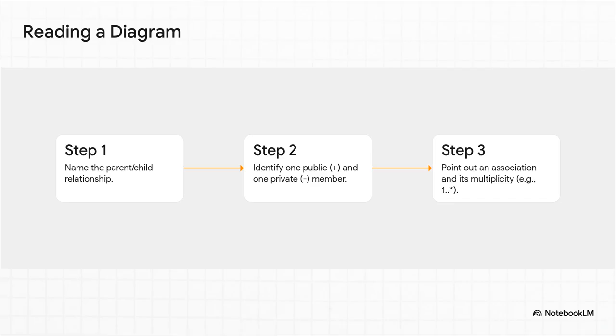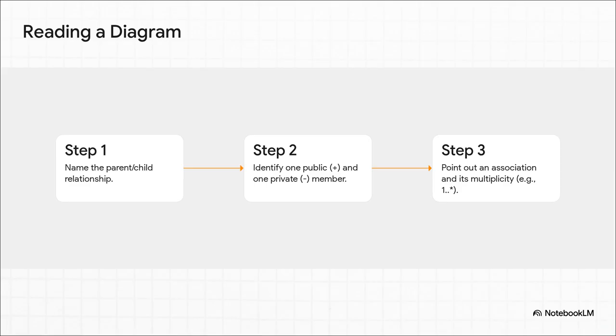So, picture this. You're in an exam or an interview, and someone puts one of these in front of you. What do you say? Here's your 3-step game plan. First, find an inheritance arrow and just state the obvious. Okay, this class is the child of this parent class. Done. Second, find a plus and a minus. Point to them and say, this is a public method and this is a private attribute.